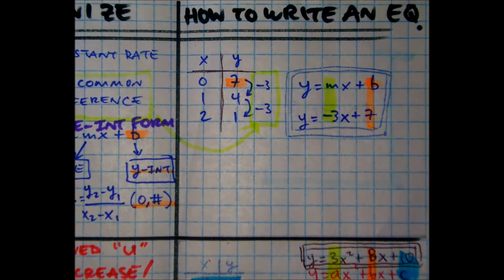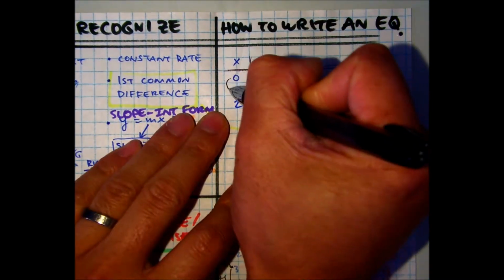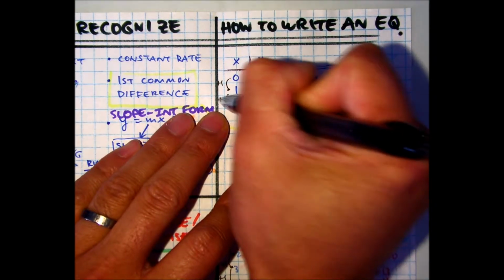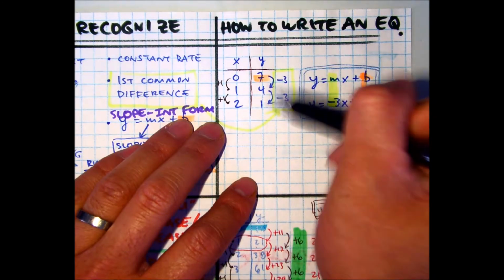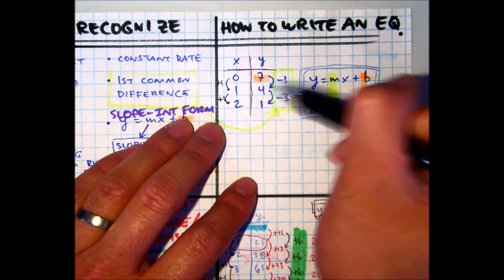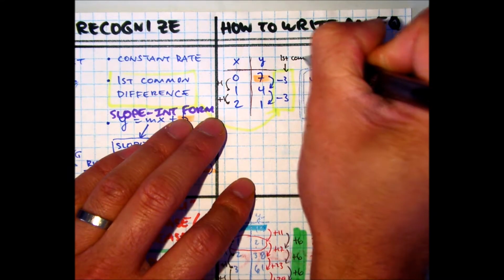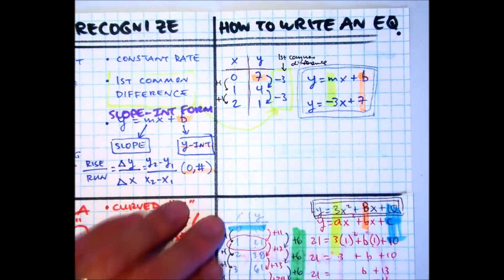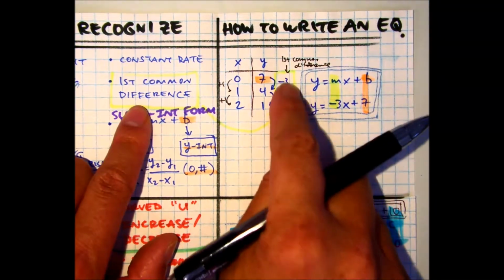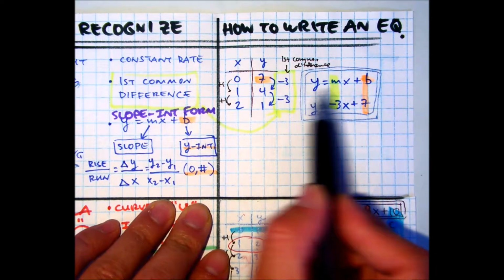Alright, so how do you write a linear equation? How do you know it's linear? Well, if you have this table of values here, you'll notice that here I'm going plus 1, plus 1. But on the y's, I'm going from 7 to 4 to 1. The numbers are getting smaller, so you're subtracting 3, subtracting 3. This is your first common difference. Because we have a first common difference, this number is the same. Okay, it's linear. And because it's linear, then I can use slope-intercept form.